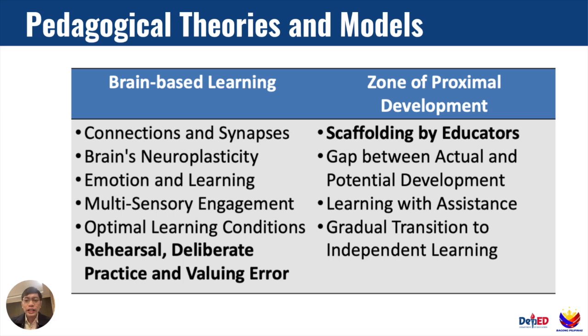Here, the two other key foundations are the brain based learning and the zone of proximal development. Brain based learning emphasizes aligning teaching with how the brain learns through connection, repetition, meaningful experiences, and multisensory engagement, while recognizing that emotion and errors are also part of learning. ZPD focuses on the gap between what learners can do independently and with support, highlighting the role of scaffolding to gradually develop independence.